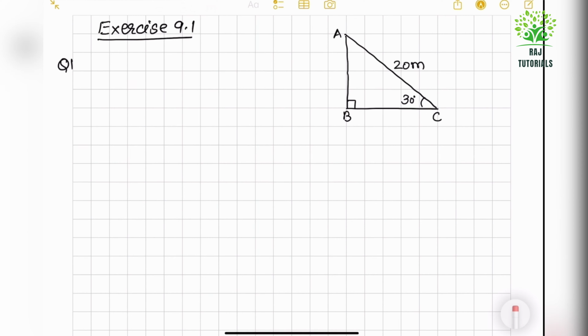Now exercise 9.1, first question, says a circus artist is climbing a 20 meter long rope which is tightly stretched and tied from the top of a vertical pole to the ground. Find the height of the pole if the angle made by the rope with the ground level is 30 degrees. See, here AB is the required pole and rope AC is 20 meter, angle C is 30 degrees.